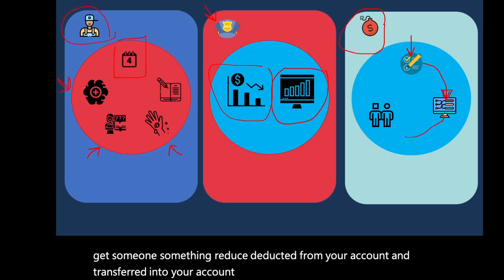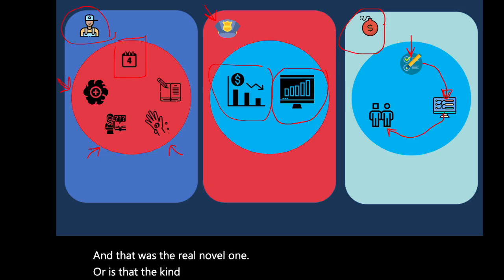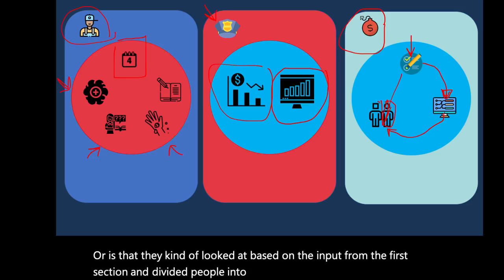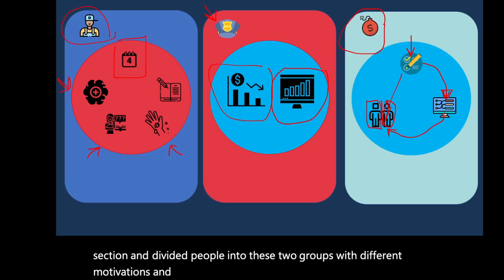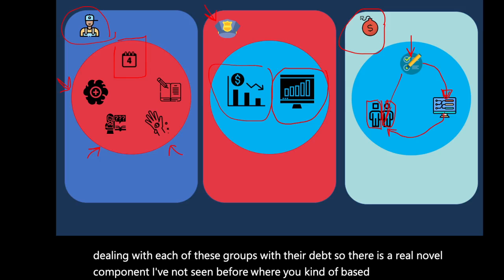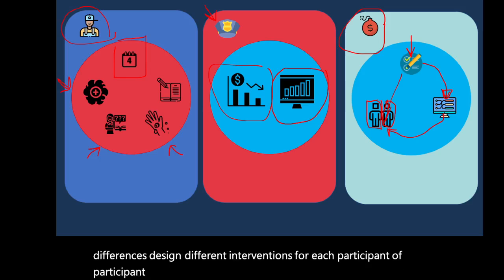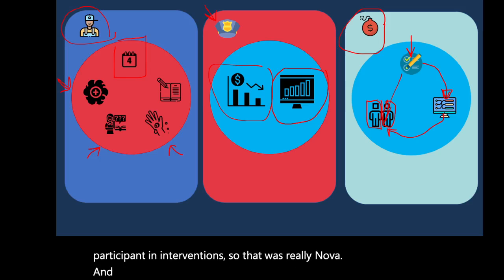And the third one, and that was the real novel one, was that they looked at the input from the first section and divided people into 2 groups with different motivations and different strategies, and then had different ways of dealing with each of these groups with their debt. So that was a real novel component that I have not seen before, where, based on individual differences, you design different interventions for each participant in the intervention. So that was really novel and really cool, and I liked that a lot.